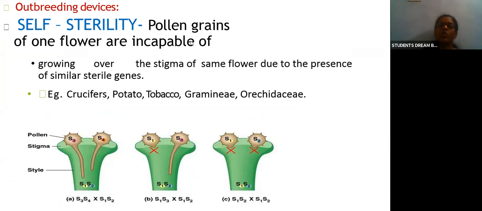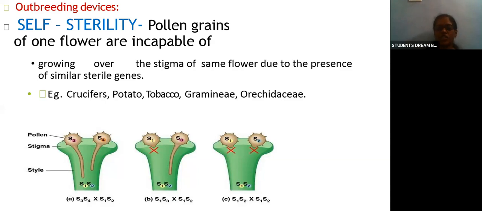So the pollen grain of the same flower growing, I mean pollinating, on its own stigma will not occur. It will be incapable of growing over the same stigma of the same flower. This is because of sterile genes.